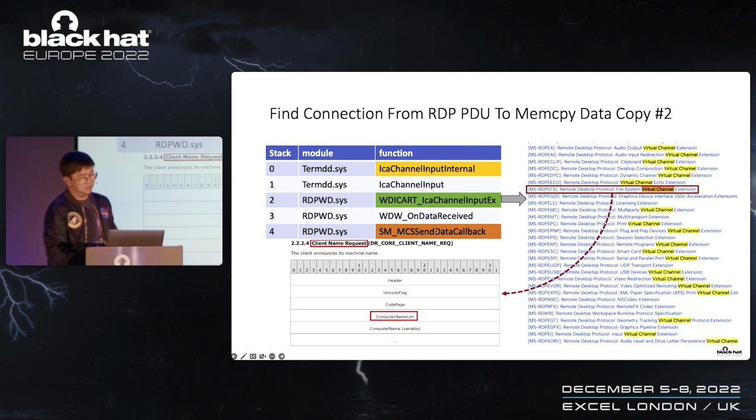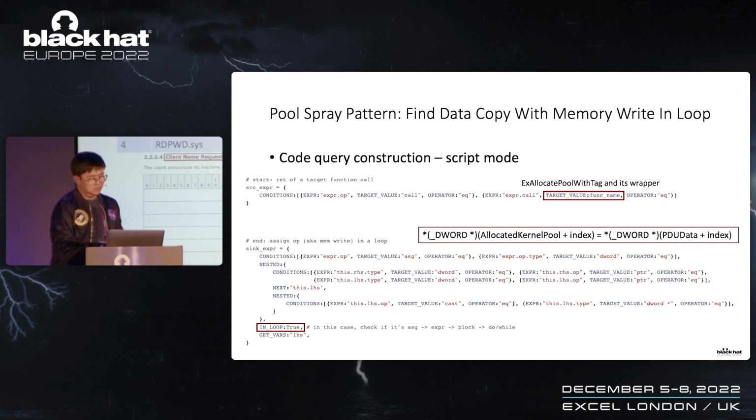Similarly, from the call stack of the second result, we have an interesting function, ICA channel input EX, and we finally found a PDU named client name request PDU in the virtual file system. So it saves us a lot of time traversing 1,000 pages of the RDP documents.